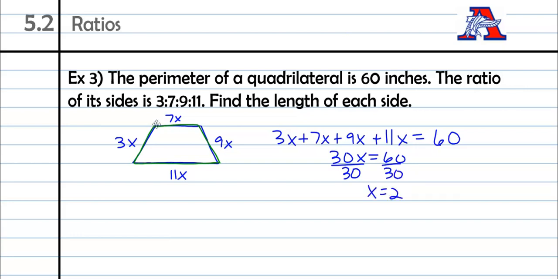Okay, now we can substitute that back in. So basically we're multiplying each of our sides by 2. 3 times 2 is 6, 7 times 2 is 14, 9 times 2 is 18, and 11 times 2 is 22. And we could add those together and make sure that we end up with 60. I believe we do. 6 and 14 is 20, 22 and 18 is 40. So yes, 20 and 40 is 60. So that would be correct.